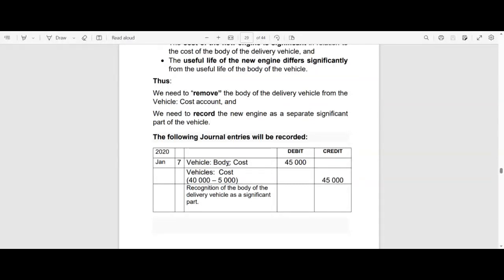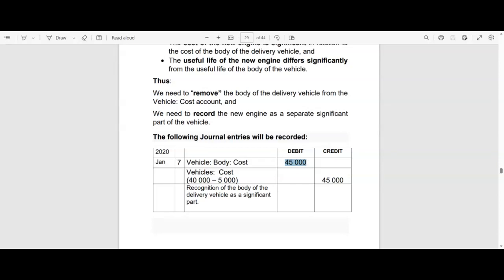So, we're going to create that account called vehicles, body, cost. And we are going to transfer the remaining balance from our original account to that account, which means we are going to credit our original account, which was called vehicles, cost. We're going to credit that with the remaining balance of 45,000 rands. We're going to transfer it over. In other words, we're going to debit that new account called vehicles, body, cost with that same 45,000 rands.